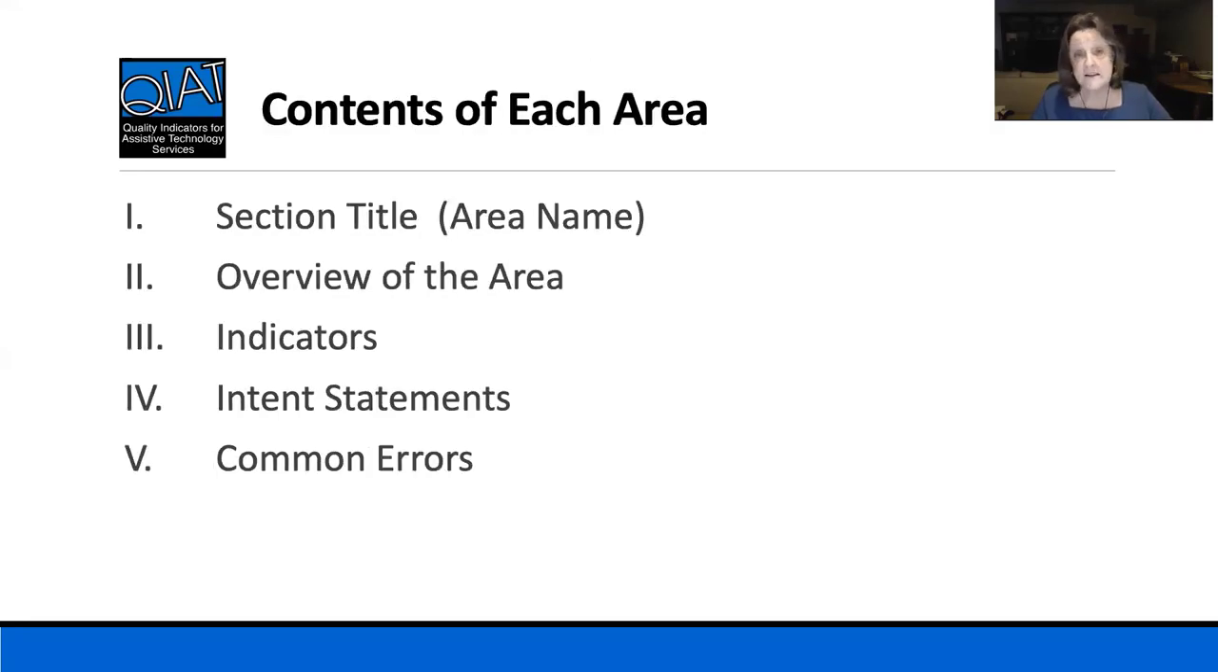So the content of each of those eight areas, there are several things in it. There is a section title, of course, an overview of the area. There are indicators, between five and seven indicators in each area. There are intent statements that help clarify what the indicator means, and there are common errors that are often made in that particular area.